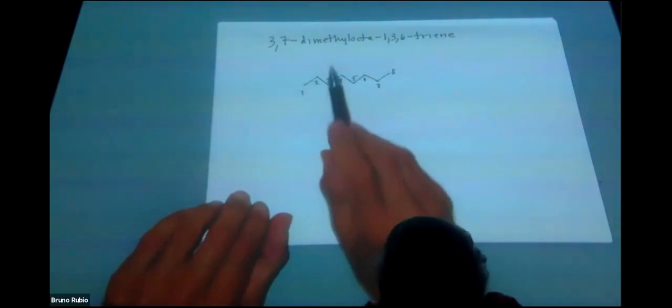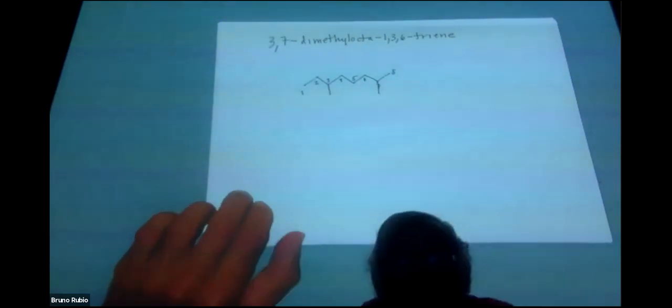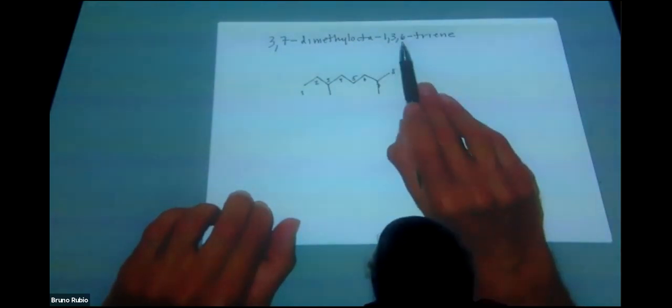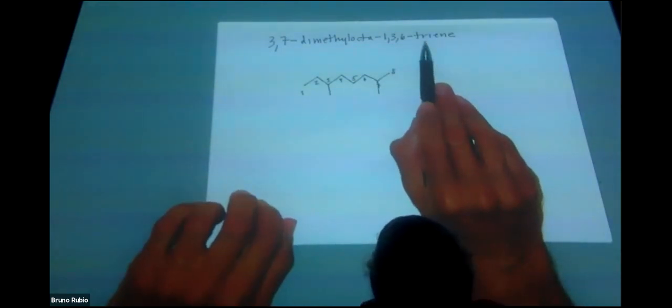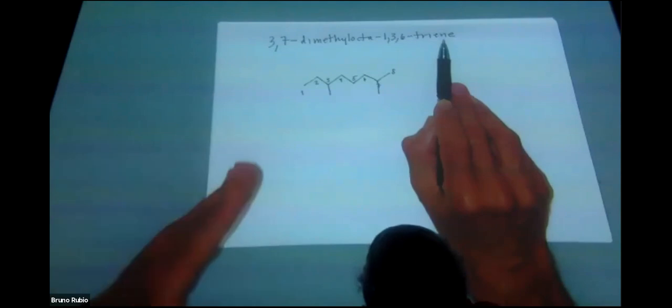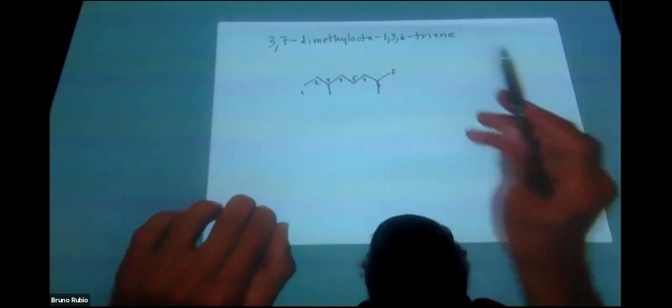Okay, so this is saying that at carbon 3, I have a methyl substituent, and at carbon 7, I have a methyl substituent. That's 3,7-dimethyl octa 1,3,6-triene. Once again, here I see 3 numbers, and then tri right after that, triene. So this is telling you that the chain has double bonds in it, and it has 3 double bonds, triene. And when we have a double bond in the molecule, the double bond always goes from the lower number to the next highest number, right?